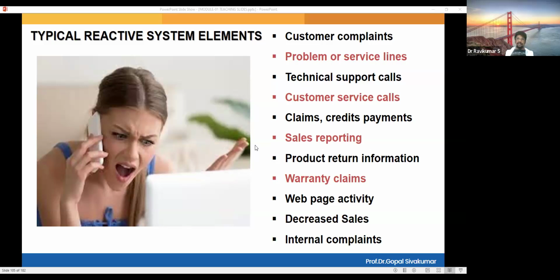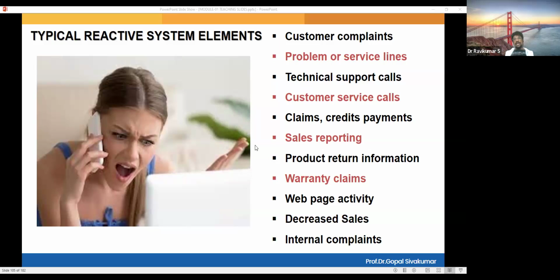Then obviously claims. What do you mean by claim? When a customer comes to you and tries to go for a warranty claim, free service, or replace a component free of cost, that is also a reactive type of approach. Then credit payments, that is, unnecessary deductions which have to be paid. Suppose you are providing a wrong service and there may be some kind of damage, so you have to pay it back. Sometimes this happens.